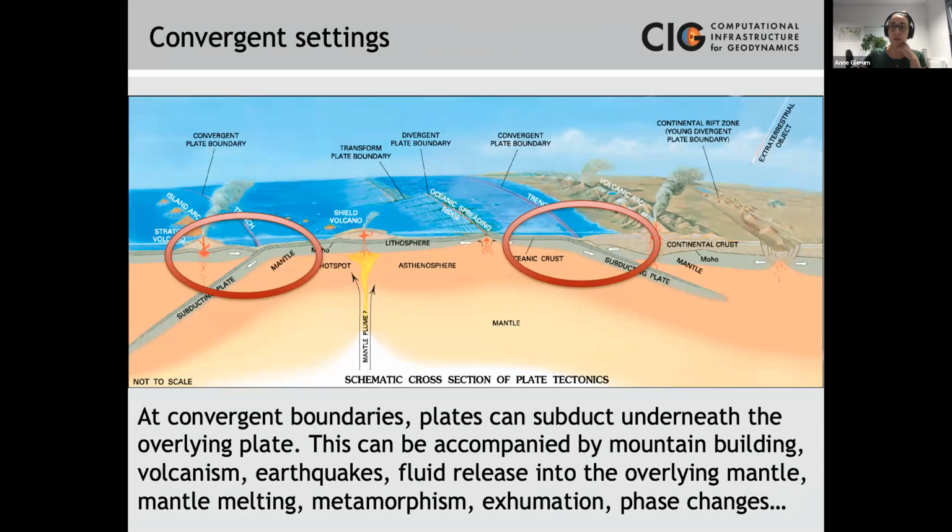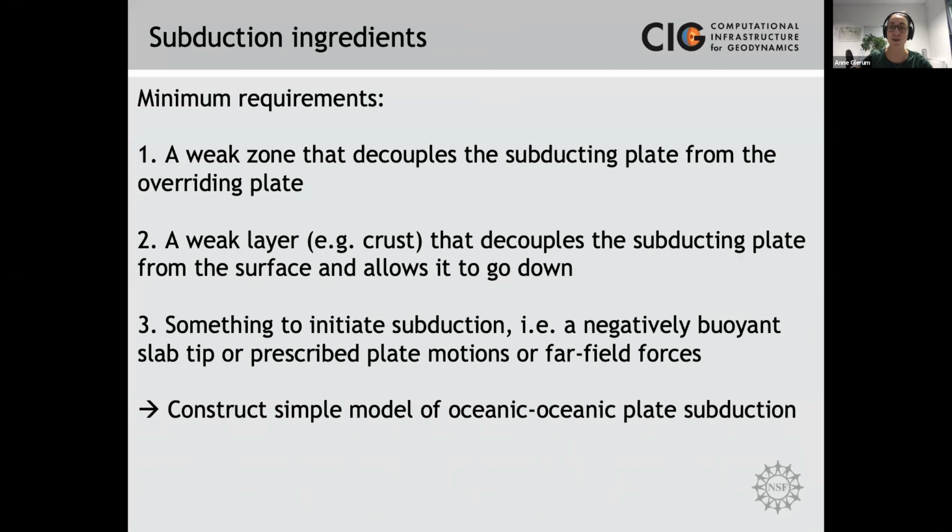So like I said, we're sticking to a convergent setting, but at the lithospheric scale. At convergent boundaries, plates subduct underneath another, overlying plate, and this can be accompanied by mountain building, volcanism, earthquakes, fluid release, mantle melting, metamorphism, many processes. Today, however, we will stick to the minimum requirements of modeling a subduction process, and that is a weak zone that decouples the subducting plate from the overriding plate, a weak layer like crust or sediments that decouples the subducting plate from the surface and allows it to go down, or alternatively, a free surface.